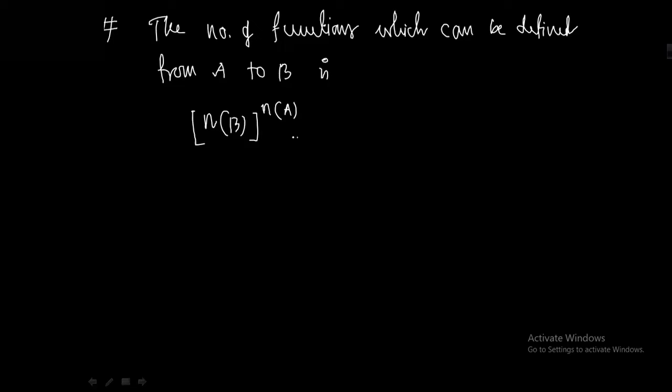So if you are asked to find the number of functions which can be defined from a set having 3 elements to another set having 5 elements, it is equal to 125, that is 5 cube. Is that clear? Yes or no? হ্যাঁ স্যার। Yes, sir. Yes. Fine.